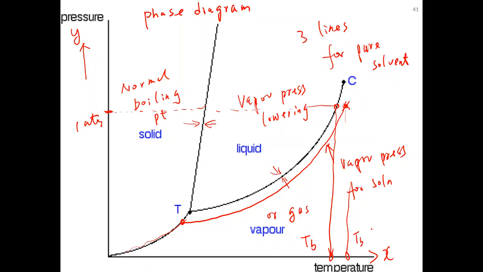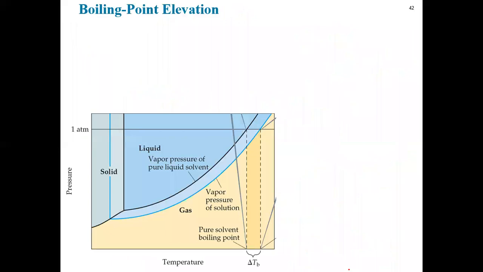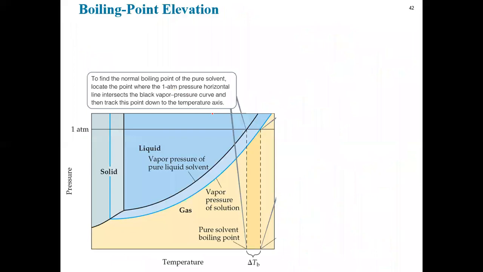And this is TB for the solvent. Graphically, you can see the boiling point for the solution is higher, because this is zero, and as you go to the right, the temperature increases. So we can see a better graph. If you want to find the normal boiling point of a pure solvent, you just draw the line at 1 atm, come across to this point, then go down to get this point. So this is the pure solvent boiling point, in red.